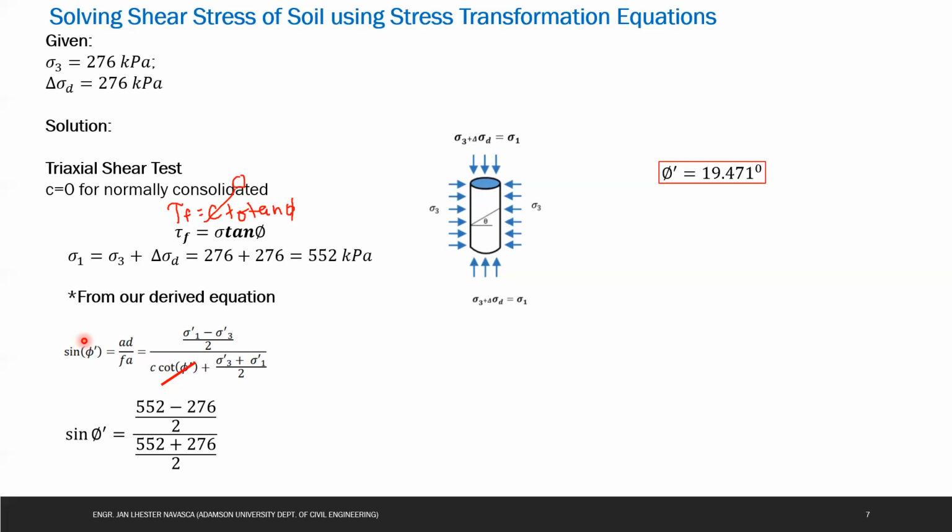So if you recall the relationship of theta to phi, theta is equivalent to 45 plus phi over 2. So that is 45 plus 19.471 divided by 2. Therefore, your theta, the angle of the failure plane with the major principal plane, is 54.736 degrees.